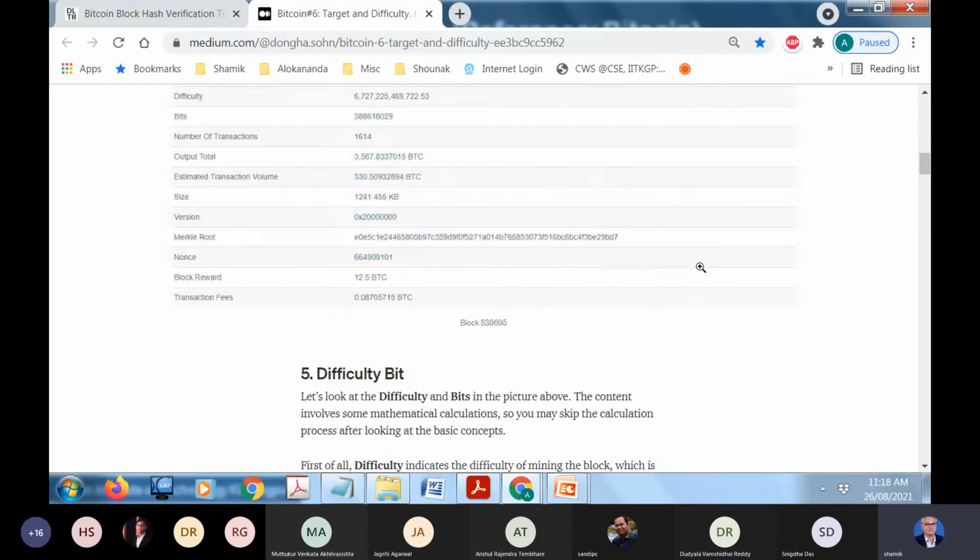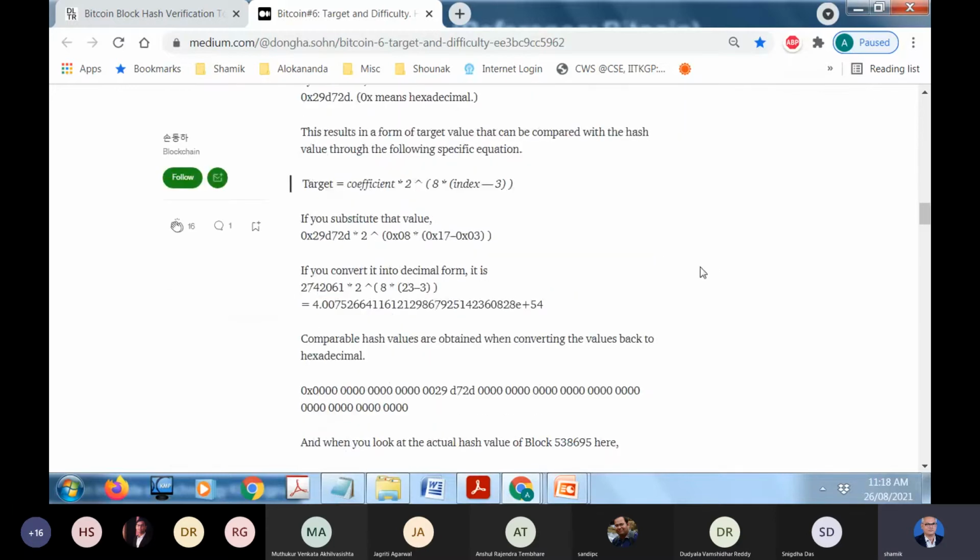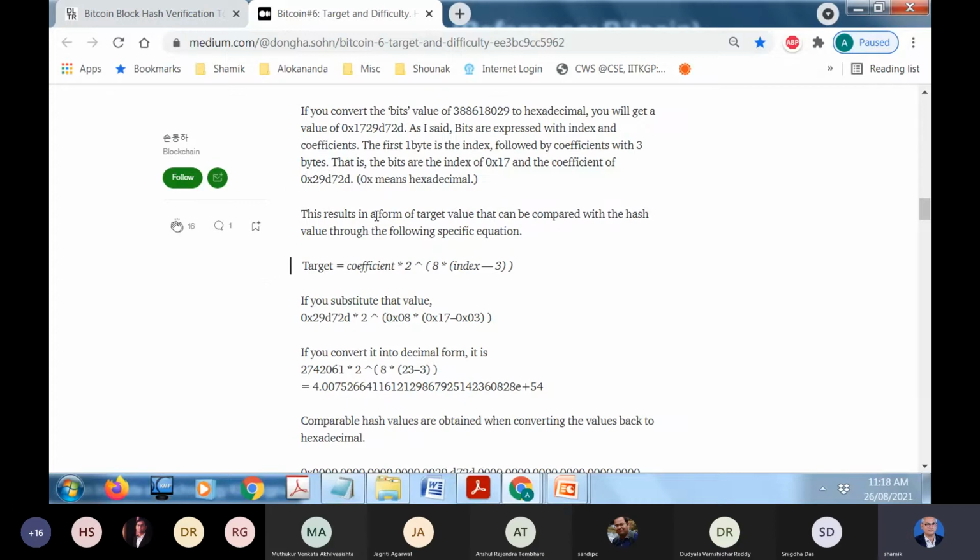If we consider this particular page, the difficulty is something like this. In hex, let us assume it is like this, and then we'll pick up our case. The hex number has 8 hexadecimal digits, of which the first 2 represent the index, and the remaining 6 represent what is called the coefficient. The target is that coefficient multiplied by 2 raised to the power 8 times (index minus 3).